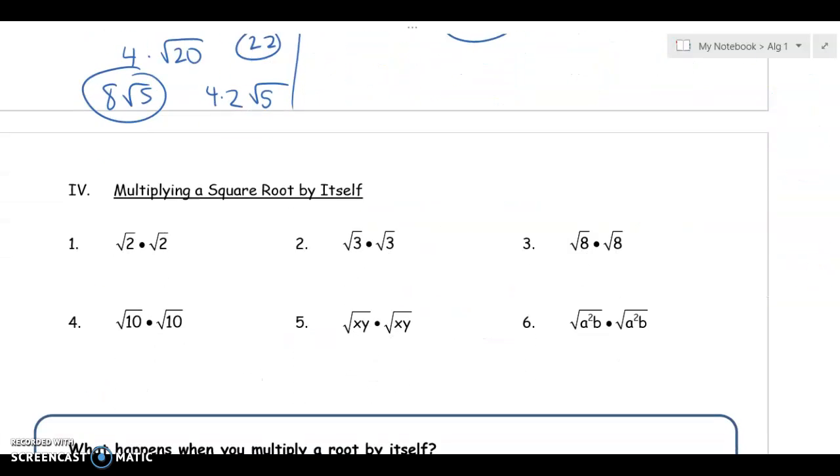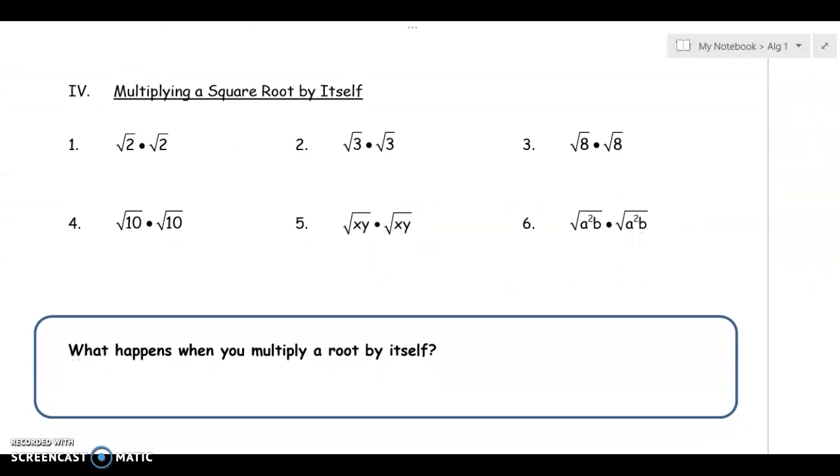Let's go to the next page. When you are multiplying a radical by itself, you could do 2 times 2 and say, oh, that's a square root of 4, and then say, oh, that's a perfect square, that's 2. You could do square root of 3 times square root of 3 and say, oh, that's square root of 9, but that equals 3. Any radical times itself is going to be that number.